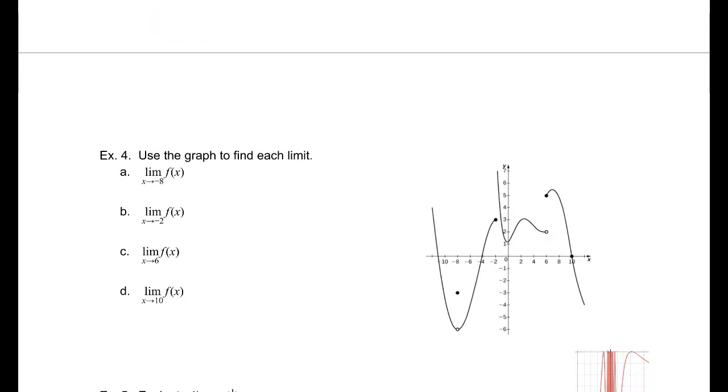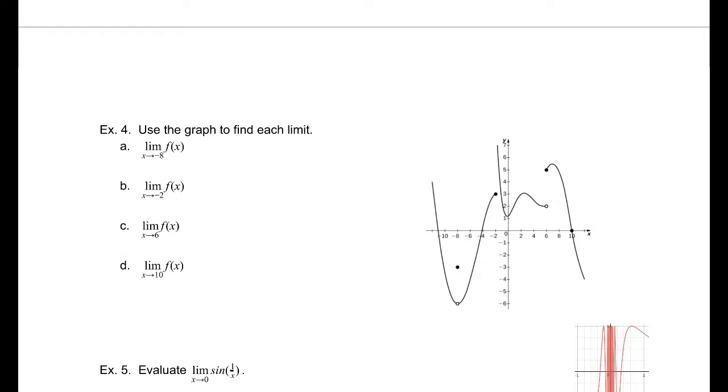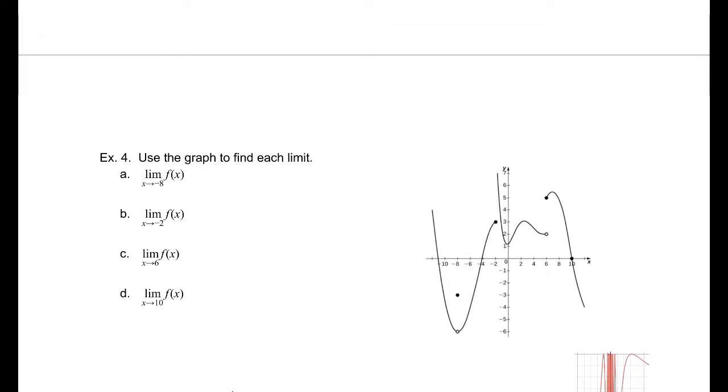Find the limit of each of these using the graph. All right, so as x approaches -8, that would be approaching this. Our y values are getting very close if we follow along that graph. They are approaching a value of -6. So there's our limit for that one.